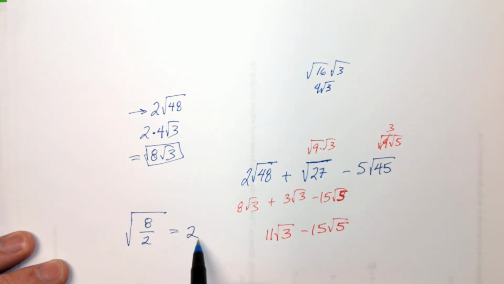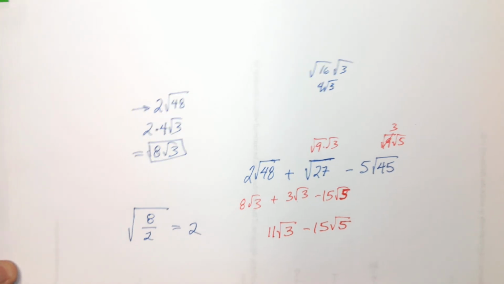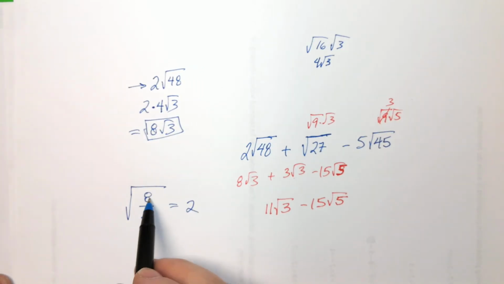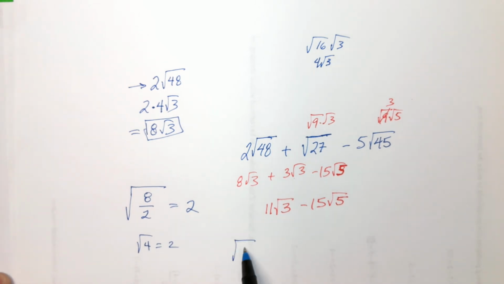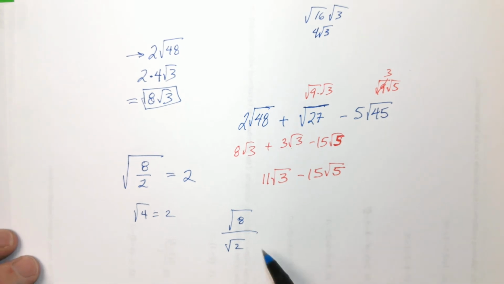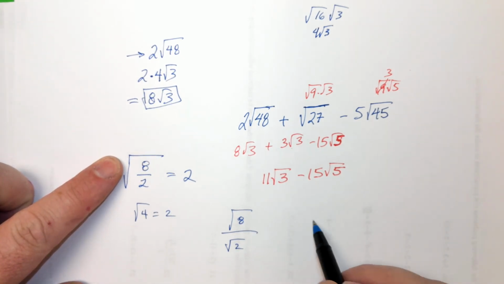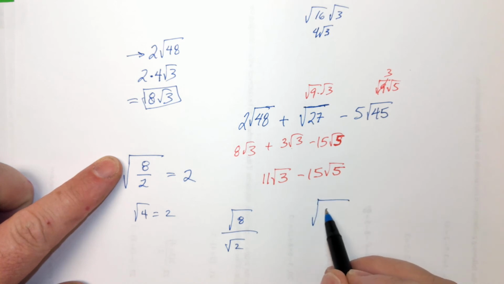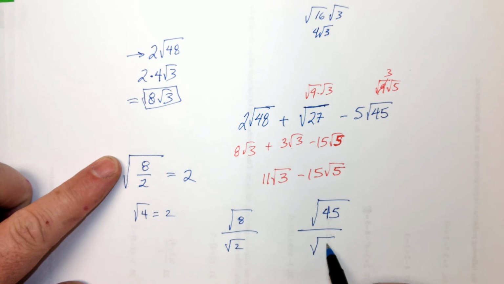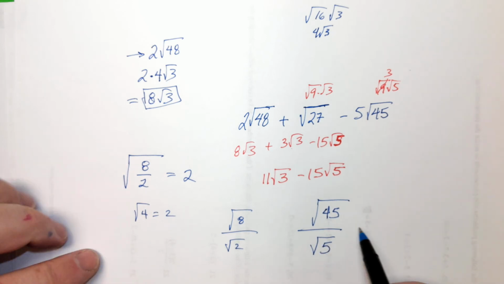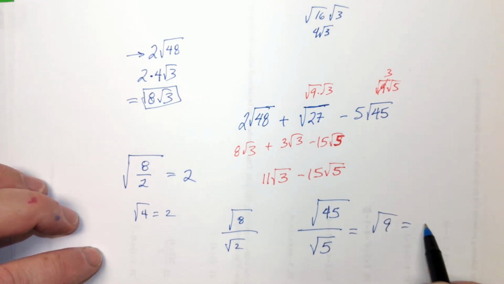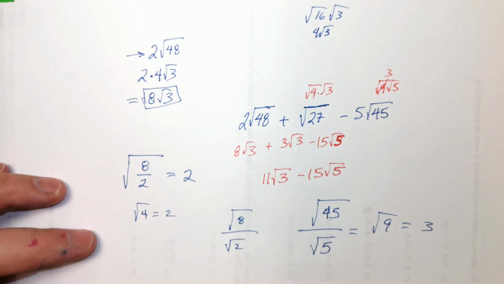This is just equal to 2. Because 8 divided by 2 is 4, and the square root of 4 is 2. That would work the same as this. That's the same as this. Absolutely. So if you had something like the square root of 45 divided by the square root of, well, I don't know, 5, that'd give you the square root of 9, which is 3. Do you see?